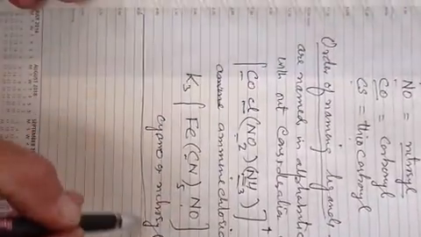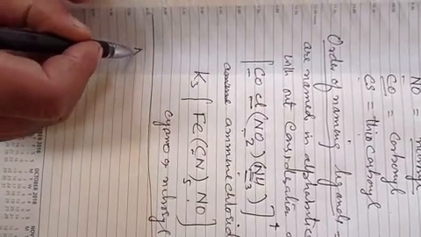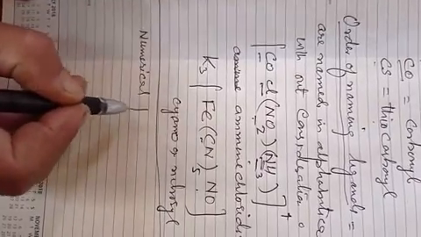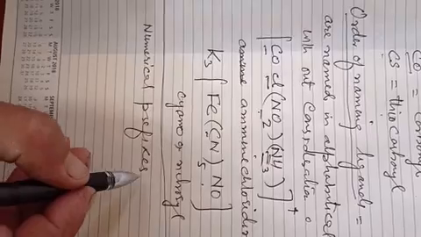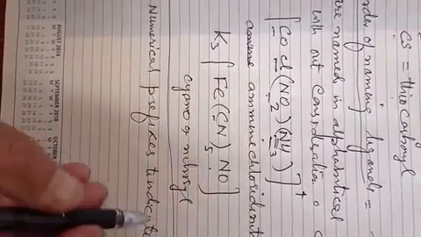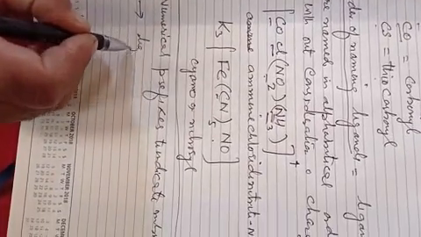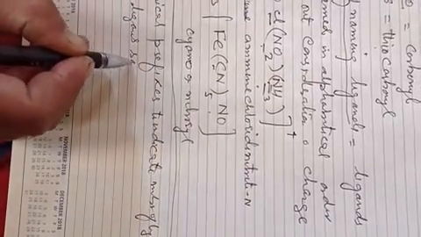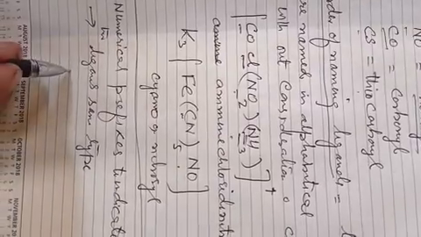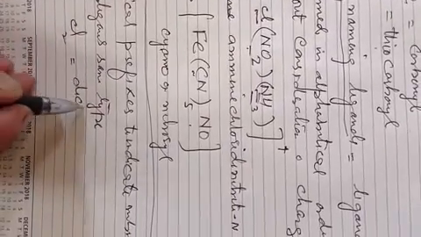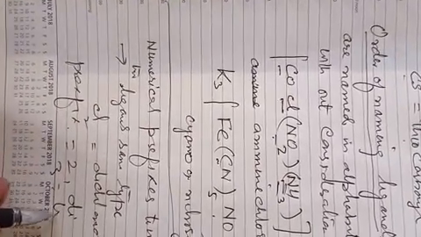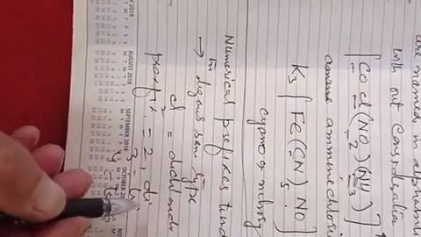Now numerical prefixes are used to indicate the number of ligands. If you have two or more ligands of the same type, for example, if you have two chlorine, Cl2, it is dichlorido. If there are three, you have to use the prefixes there. For two, it is di, for three it is tri, and for four it is tetra. You use the prefixes di, tri and tetra.